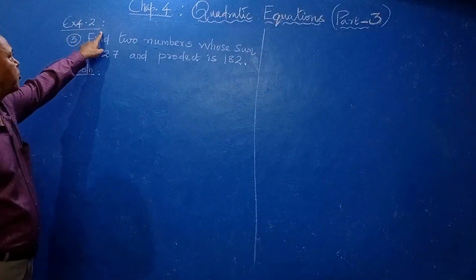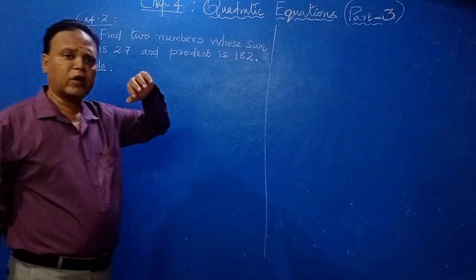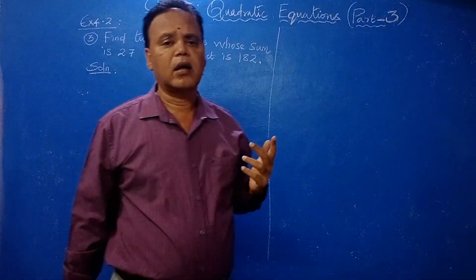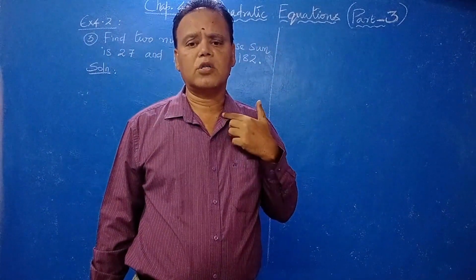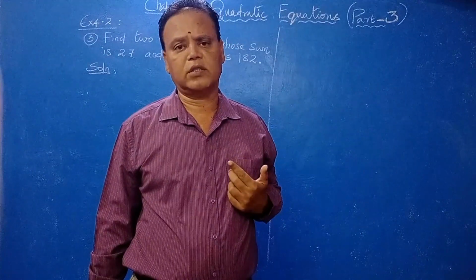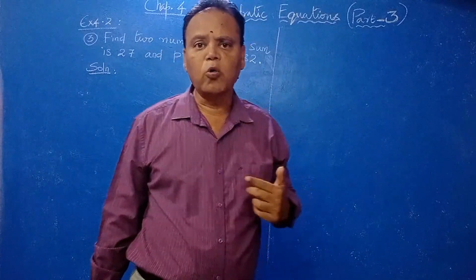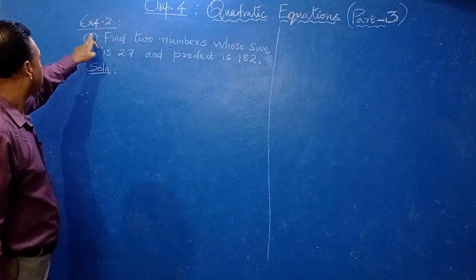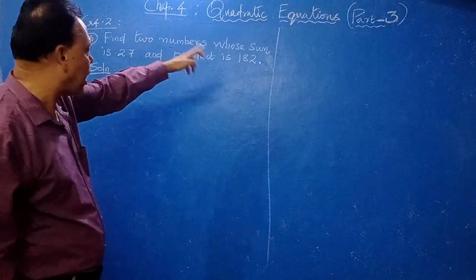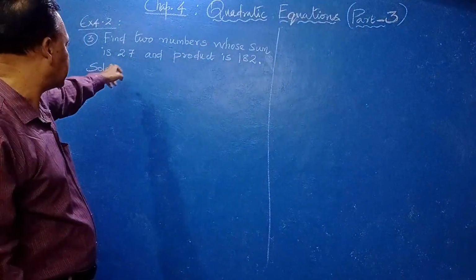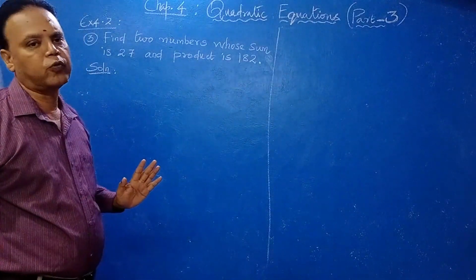See, exercise 4.2, third problem. Already in Part 1 you have seen how to solve the quadratic equations. So now you will see exercise 4.2, third problem. Find two numbers whose sum is 27 and the product is 182.